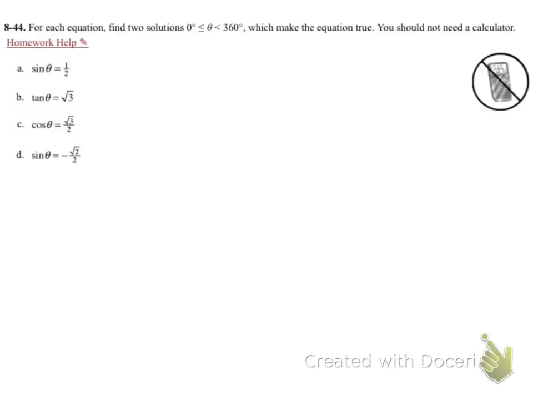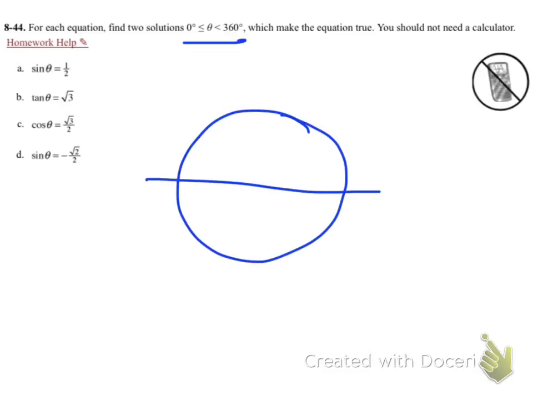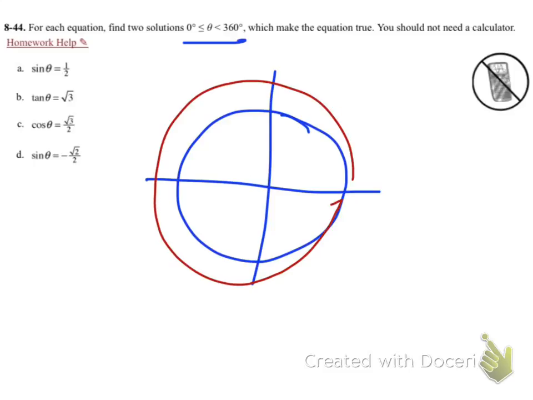For problem 44, we're taking a look at finding two solutions that are between 0 and 360. So what that means, if we're looking at the unit circle, I'm basically looking at just one revolution of the unit circle, anywhere between 0 and 360 degrees. The reason why they state that is because the unit circle will keep repeating itself.